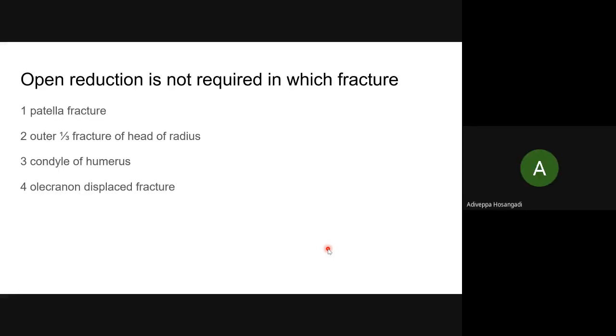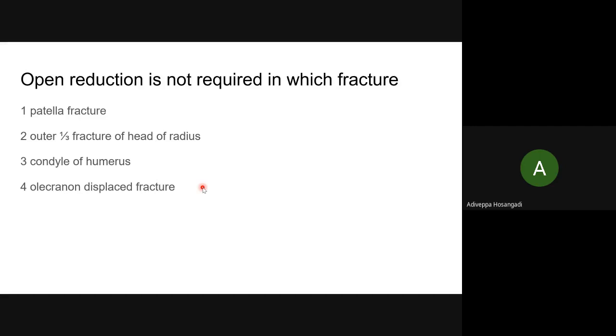Open reduction is not required in which fracture? Read carefully. Patella fracture, outer one third of head of radius, condyle of the humerus, olecranon displaced fracture.